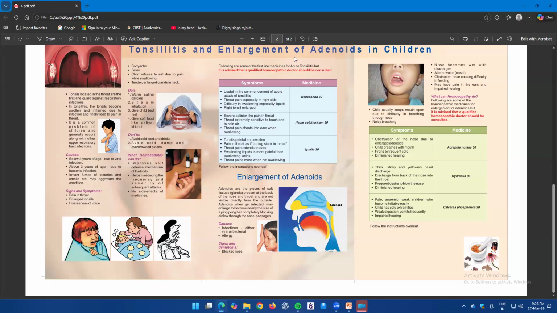Our homeopathic medicines really act like a miracle when we give them in a proper dose and proper potency. They act like a wonder. I think this is more than enough for today's presentation.